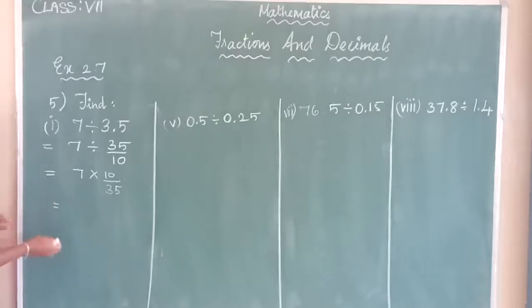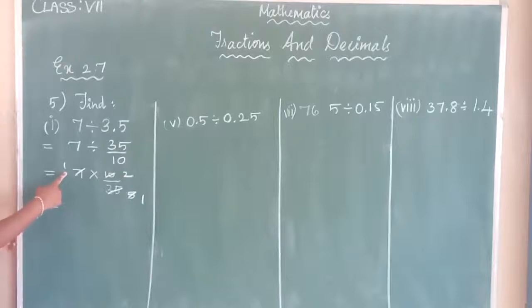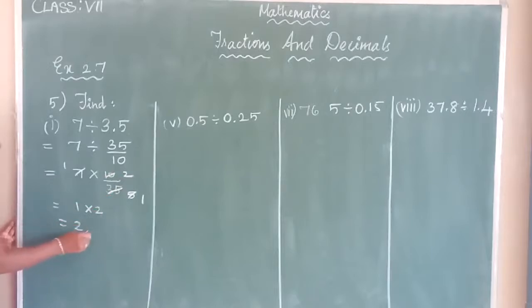Okay, next thing we have to do is see whether we can cancel anything here. Yes, 35 and 7 we can cancel. 7 ones are 7 and 7 5s are 35. Now cancel 10 and 5. 5 ones are 5 and 5 2s are 10. So what is remaining here? Only 1. And here it is 2 by 1, so it is the same as 1 into 2. So what is the final answer? It is simply 2. Is it clear?